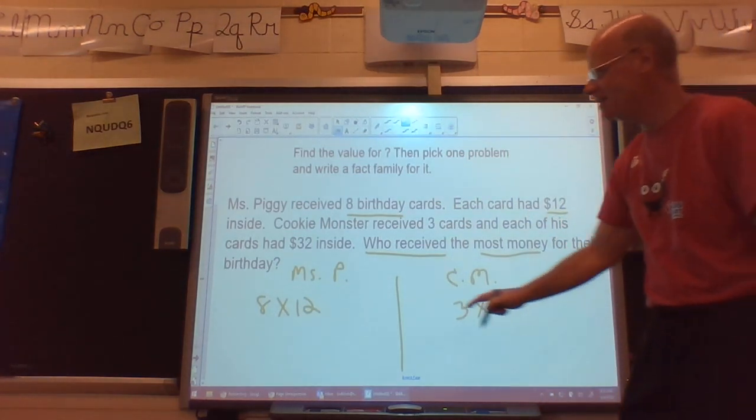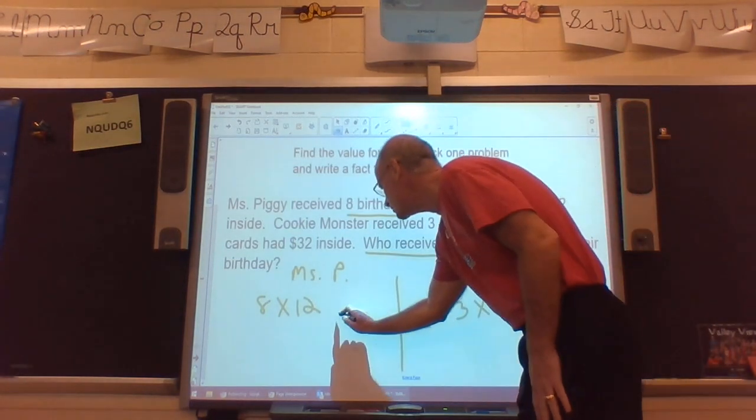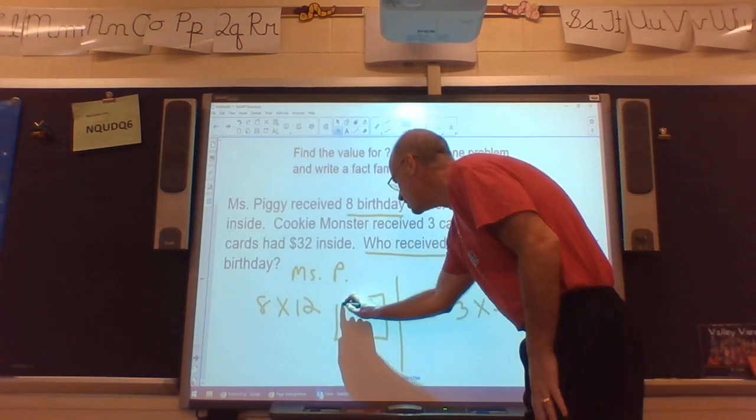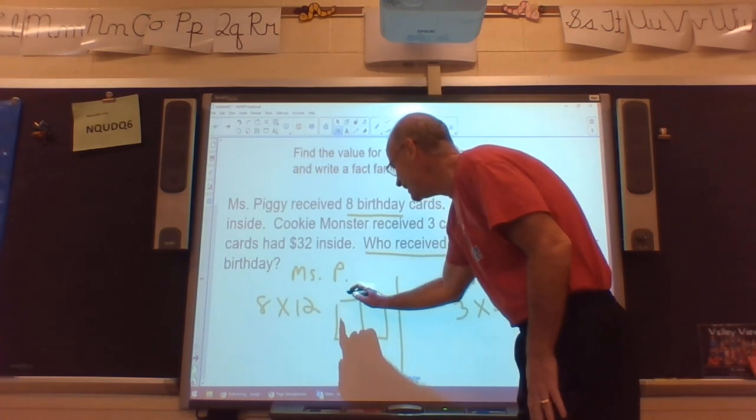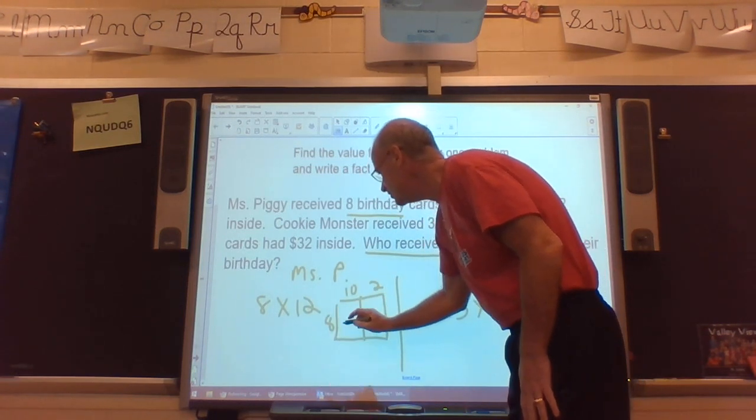Okay. So I'm going to go over and find out Miss Piggy's. Let's do area model for Miss Piggy. So I'm going to draw my rectangle. I'm going to break that 12 up into a 10 and a 2. I'm going to put an 8 right here.